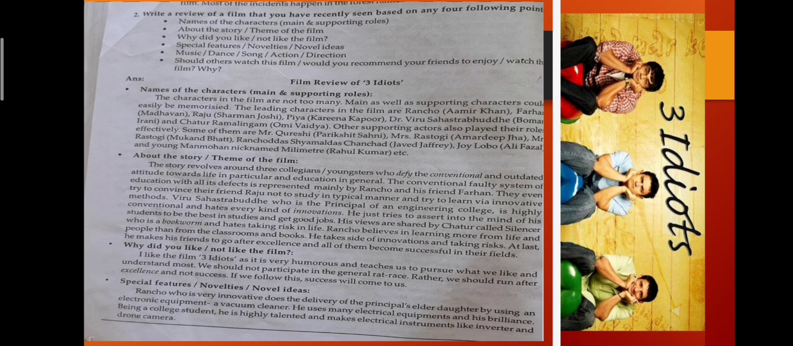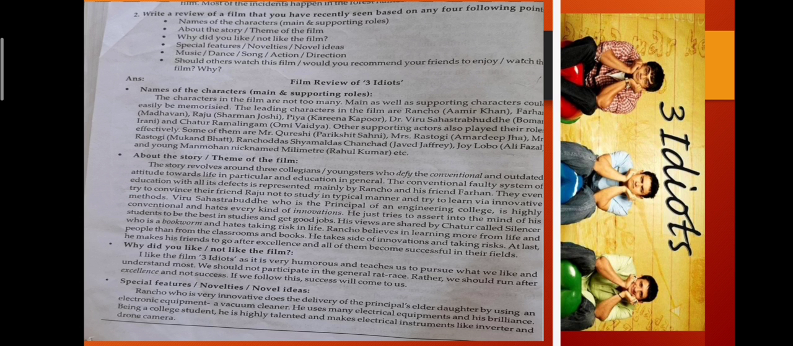Other supporting actors also played their role effectively. Some of them are Mr. Qureshi, Parikshit Sahni, Mrs. Rastogi, Amardeep Jha, Mr. Rastogi, Mukund Bhatt, Ranchhoddas Shamaldas Chanchad, that is Javed Jaffrey, the real Rancho, Joy Lobo, Ali Fazal, and young Manmohan, nicknamed Millimeter, that is Rahul Kumar, etc. So these are the main and supporting characters of the movie.